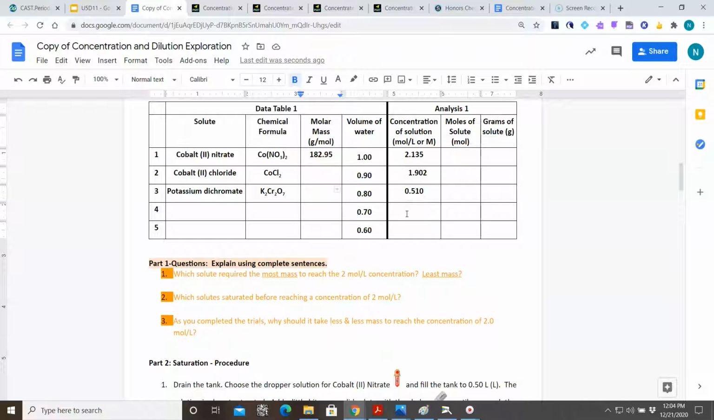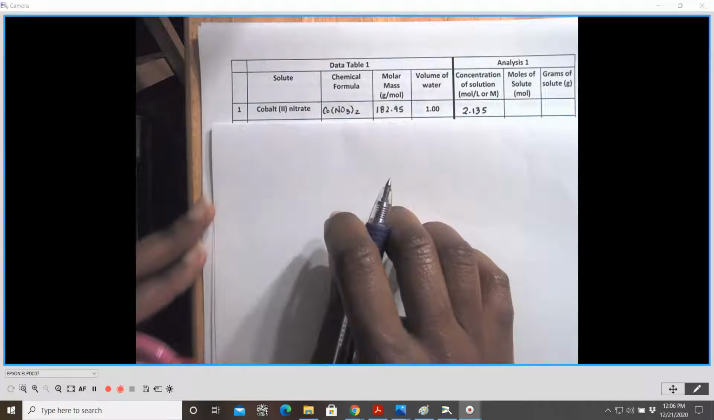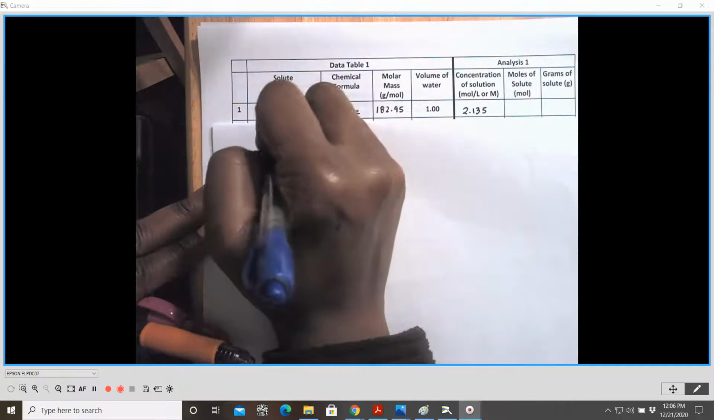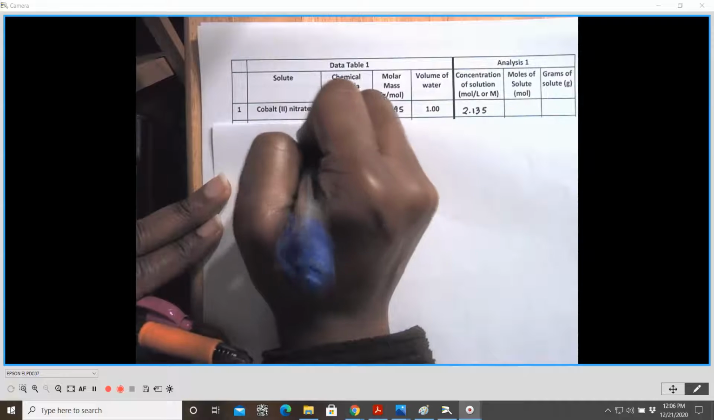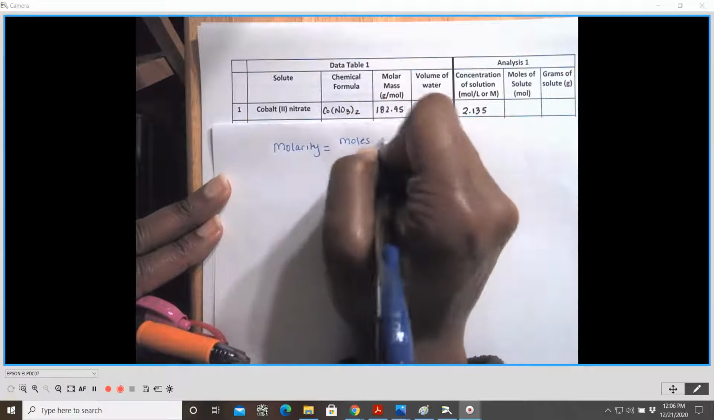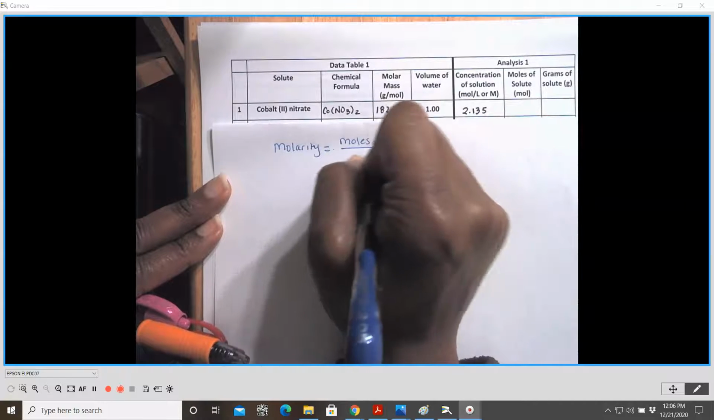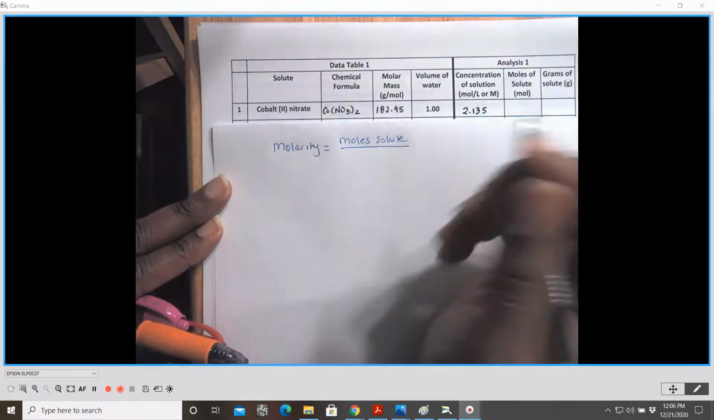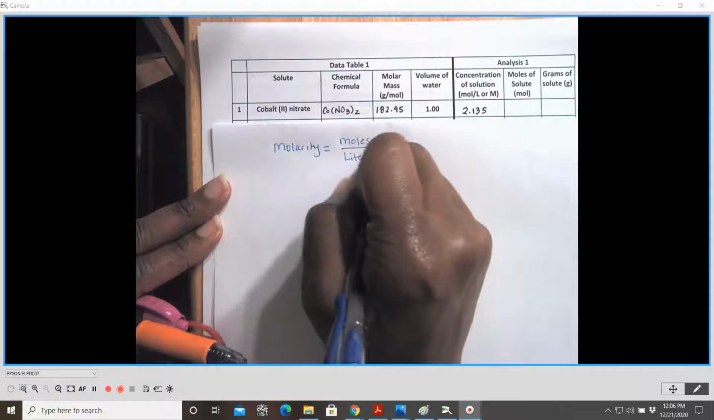Now we're going to move into the calculations that we need to use to get the moles of solute and the grams of solute. Okay, so now I'm going to show you how to calculate the moles and the grams, or the mass, of the solute using the information in the table. There are 2 equations that you're going to use. The first equation is molarity, which is your concentration, is equal to moles of solute, that's the solid that dissolves in the water, over liters of solution.